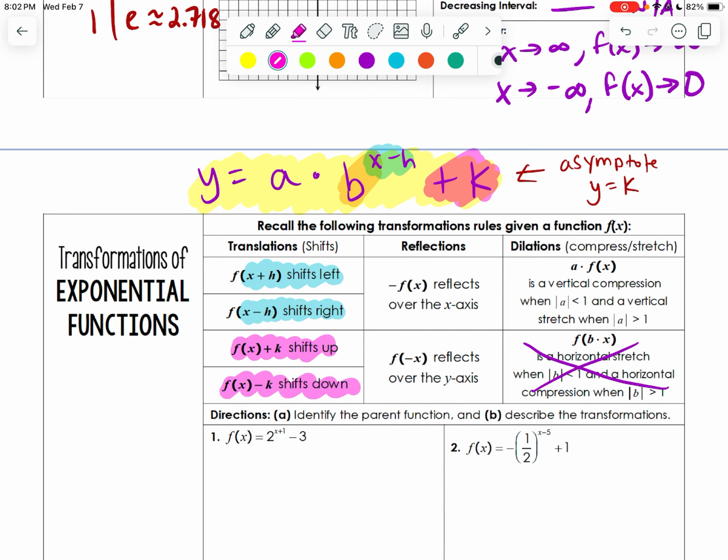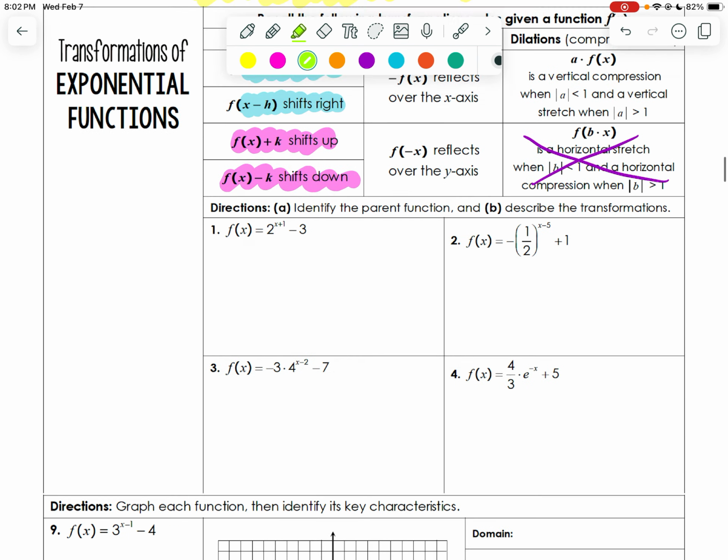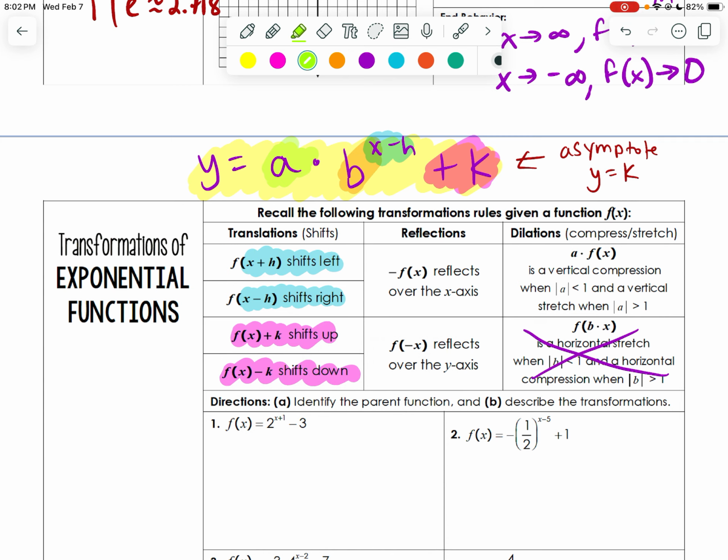And then we have reflections. So that has to do with that a value being negative, right? Now it depends on where that negative value is. So we might see a couple examples of that. But if that negative sign is outside the function, then you'll have a reflection over the x-axis, right? If that negative sign is stuck right on the x, then we're going to reflect over the y-axis, okay?